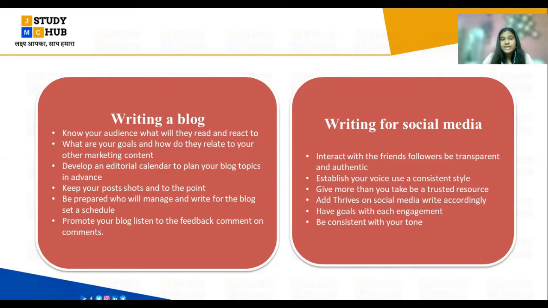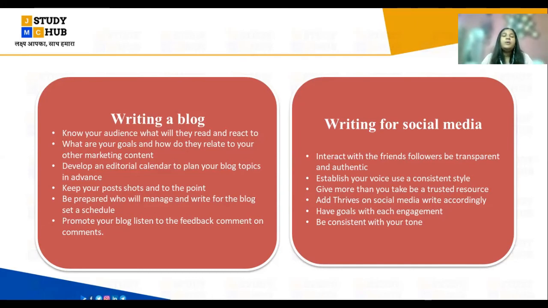What are the goals and how do they relate to the other marketing content? I will see how these film lovers are reacting to the other marketing content. I have to develop an editorial calendar and plan my blog, the blog topics that I am going to write on, whether I'm going to write on a film, whether I'm going to write on a song, anything.